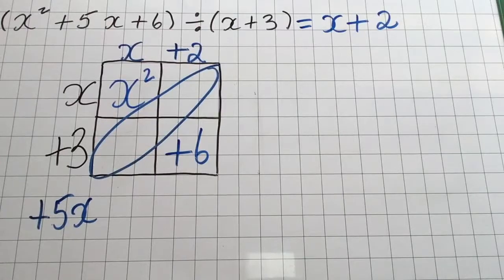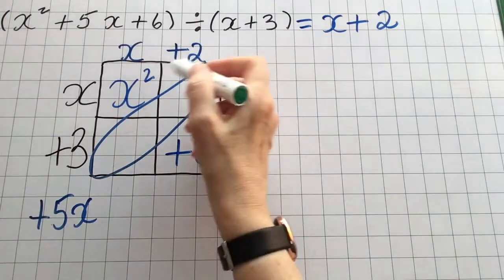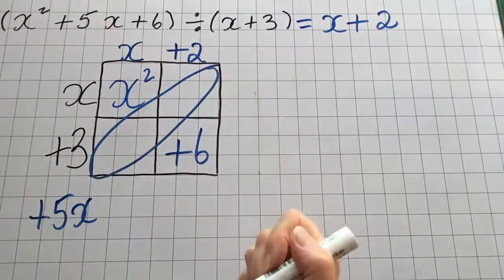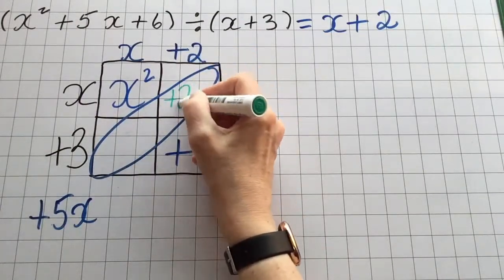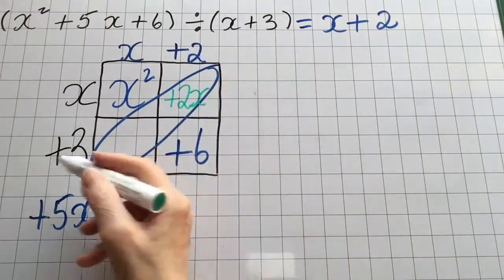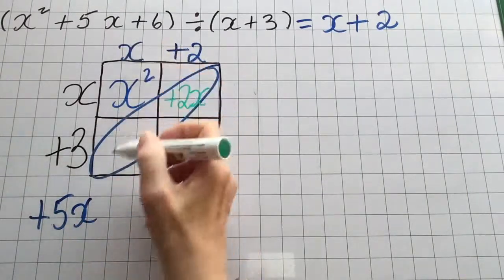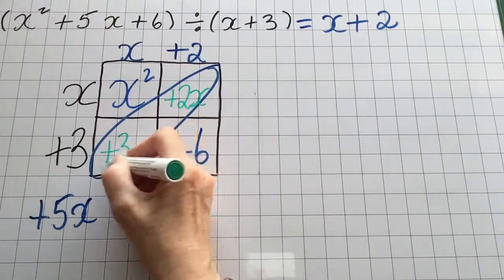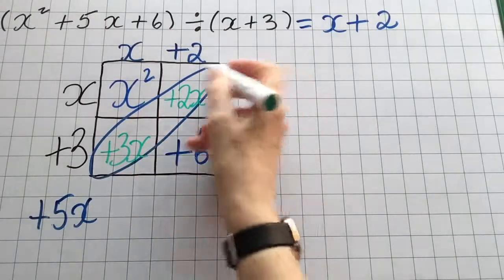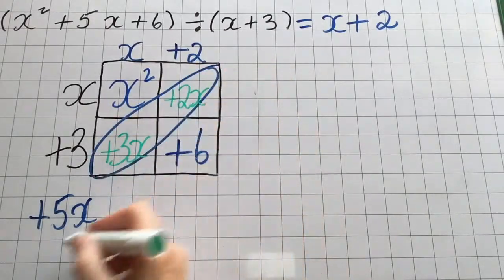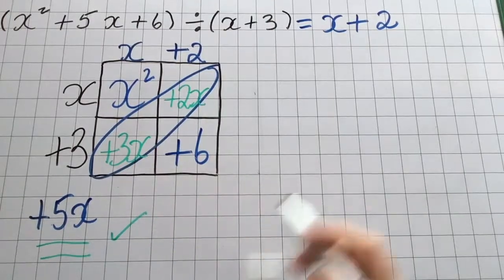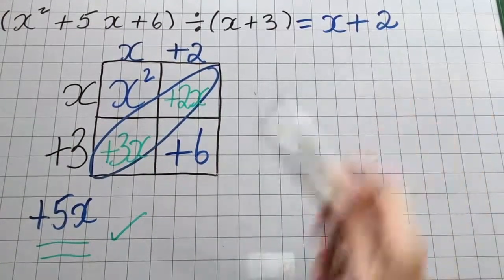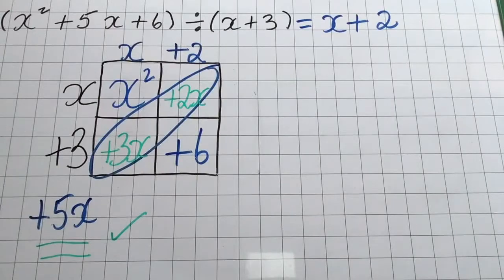Now we like to check our answer to see if it's correct. So I'm going to find the area of this box. X times 2 is plus 2x. And 3 times x is plus 3x. And when I add those like terms together, yes, I get plus 5x. So I know that my answer x plus 2 is correct.